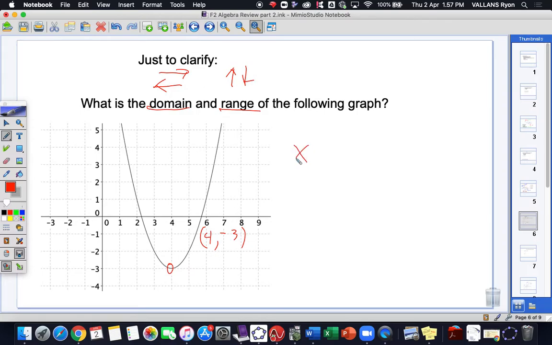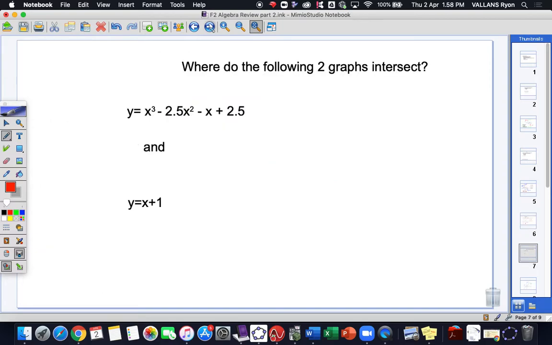X, the domain, is an element of all real numbers. Y, though, the range isn't, because Y ends. This is as far down as you go. So Y is always going to be greater than or equal to -3, because it goes up from here. Okay? Now, intersection, also calculator.